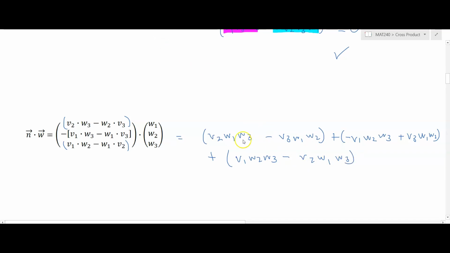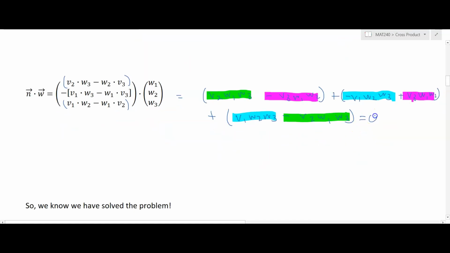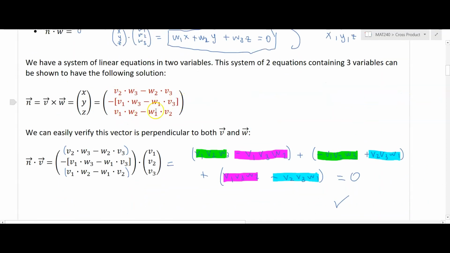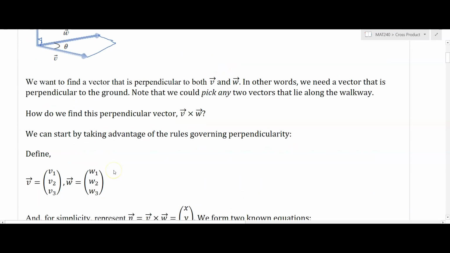And once again, all we need to do is verify that each term has a cancellation component. There I have a v2 w1 w3, and down here I have a negative v2 w1 w3. Here I have a negative v3 w1 w2. Here I have a positive v3 w1 w2. And then lastly, we should see that these two cancel each other out. Therefore, our dot product is 0. So perfect. We now know that this formula for the cross product is the correct formula for finding a vector that is perpendicular to two given vectors.